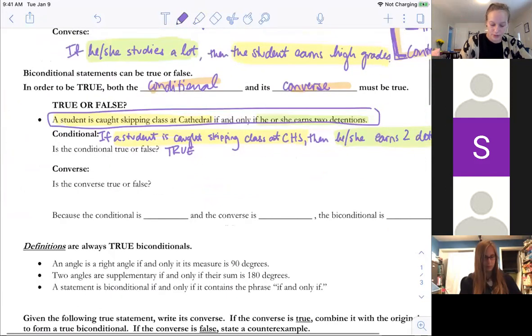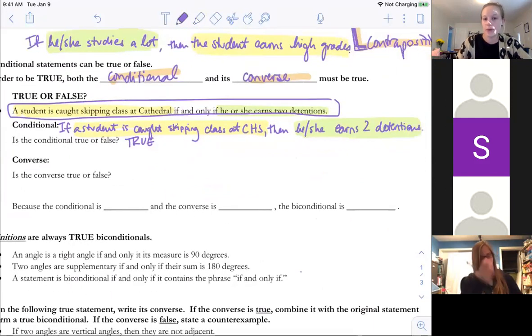Okay, now I have to do the converse. Can someone tell me what the converse would be?